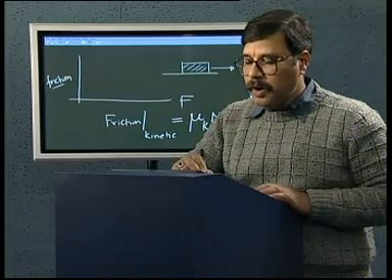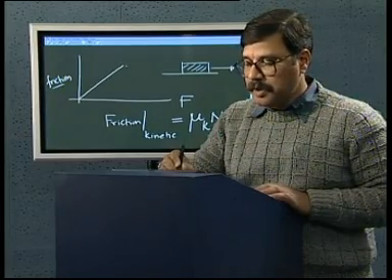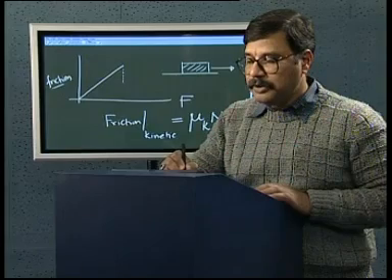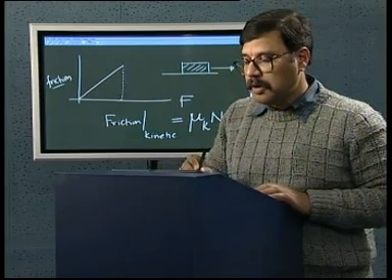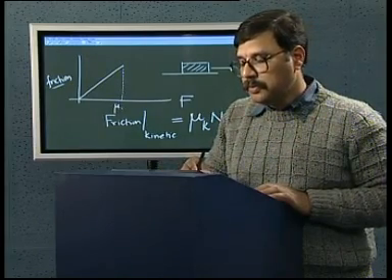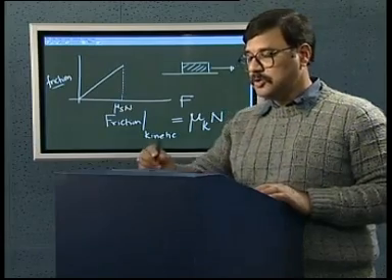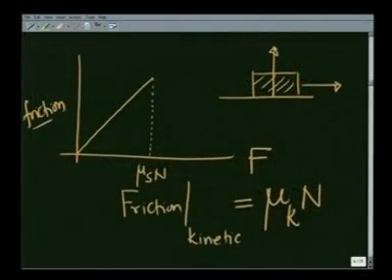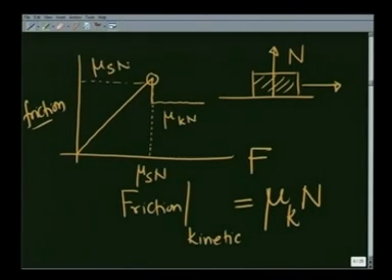So that if I again plot the applied force versus friction, it will go up at 45 degrees until the maximum value of the frictional force mu s n has been reached, where n, as I said earlier, is the normal reaction of the surface, and as the body starts to move, the force drops a bit, but then is a constant. This is equal to mu k n. This point obviously is mu s n. Let me redraw it for clarity.